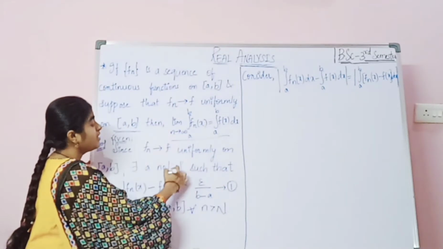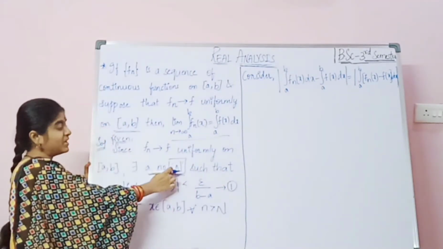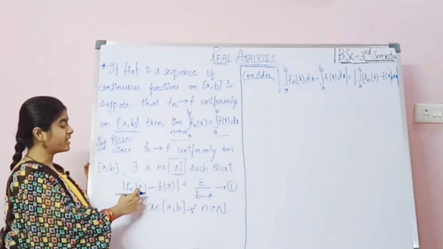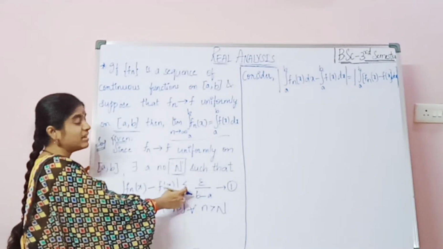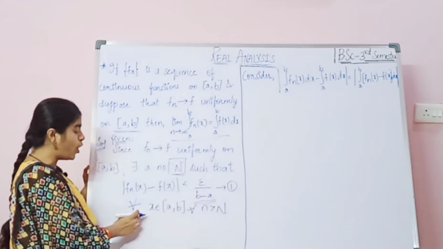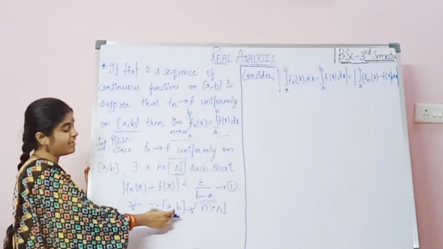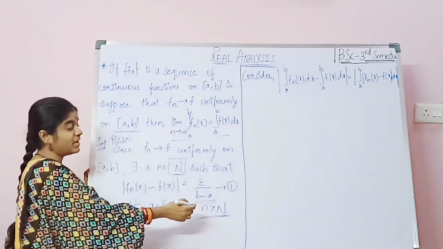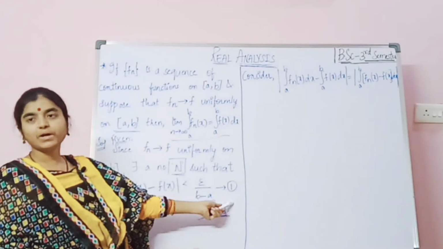What is the number here? Capital N. The number is a capital N here, such that mod Fn of x minus f of x is less than epsilon by b minus a, for all x belongs to closed interval a comma b, for all small n greater than capital N. This we are considering as equation 1.